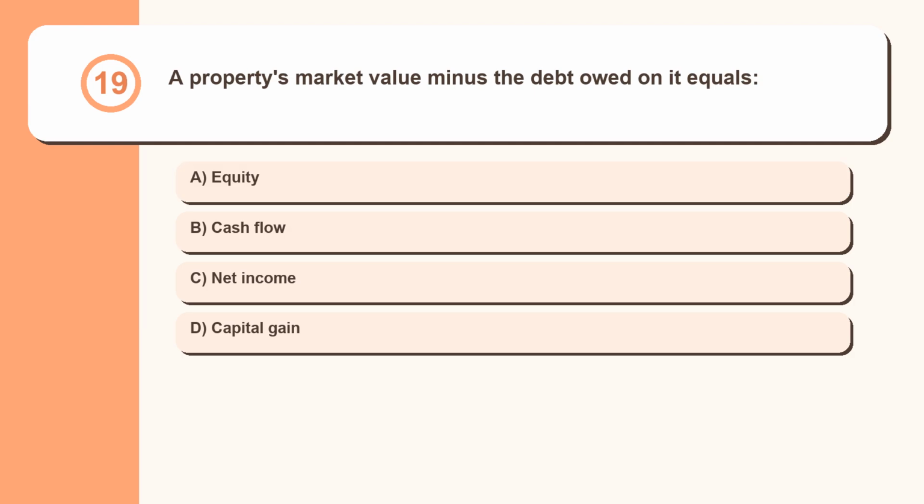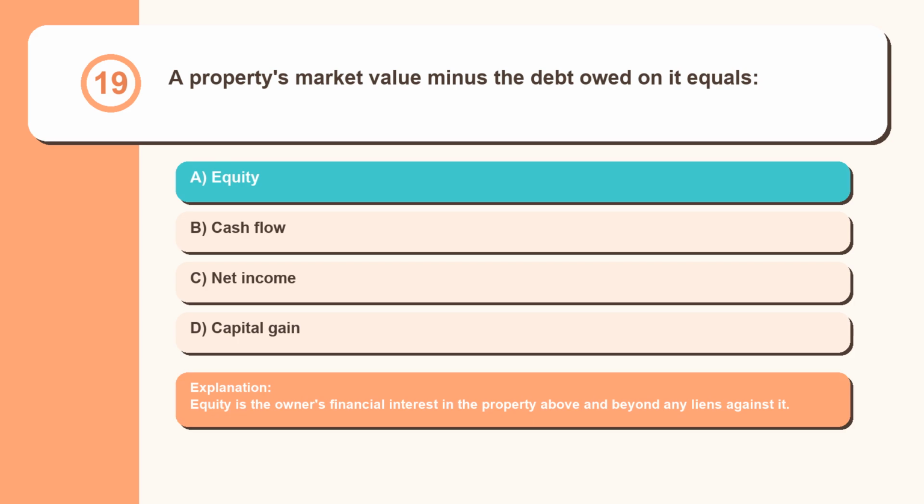Question 19. A property's market value minus the debt owed on it equals equity, cash flow, net income, capital gain. Equity is the owner's financial interest in the property above and beyond any liens against it.